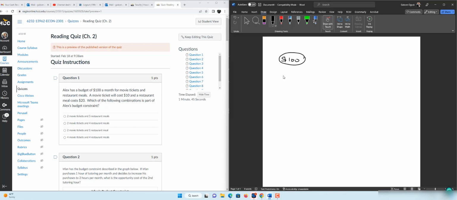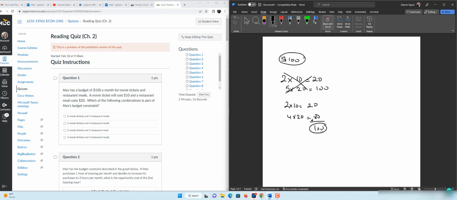2 movie tickets, let's start with the first one. 2 movie tickets times the movie ticket price of 10 is going to cost him $20. And then 5 restaurant meals is going to cost him 100, a total of 120. 120 is not in this budget constraint, so this cannot be the right answer. Let's look at B. 2 movie tickets, again 2 times 10, $20. And then 4 times 20, which is 80. 80 plus 20 is $100.